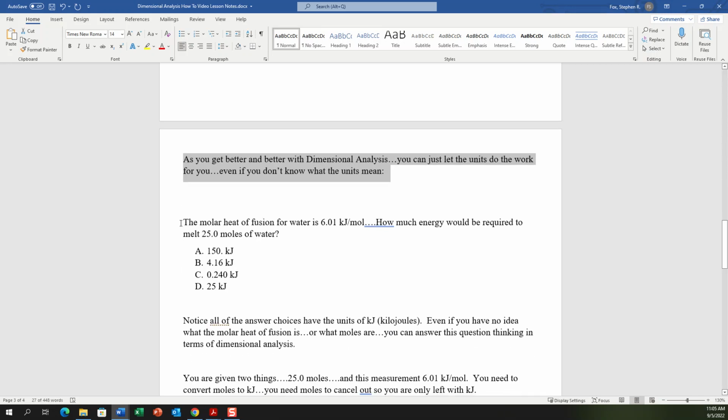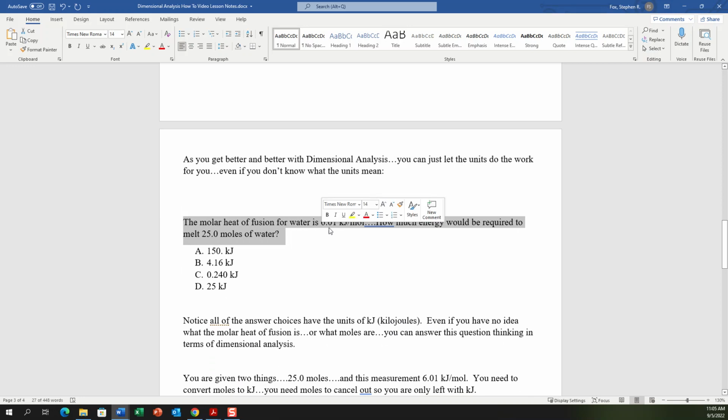Okay, so let's see, we're given this question. The molar heat of fusion for water is 6.01 kilojoules per mole. You might not know what that means. The only thing I want you to understand now is that kilojoule or joule is our SI unit for energy. So this is energy per mole, and mole is amount of substance. But even if you didn't know what that meant, we have units like this. So remember, you could say 6.01 kilojoules equals 1 mole, and the substance in question here is water.